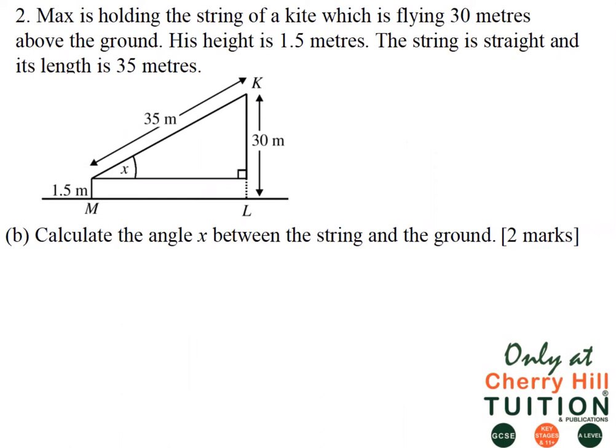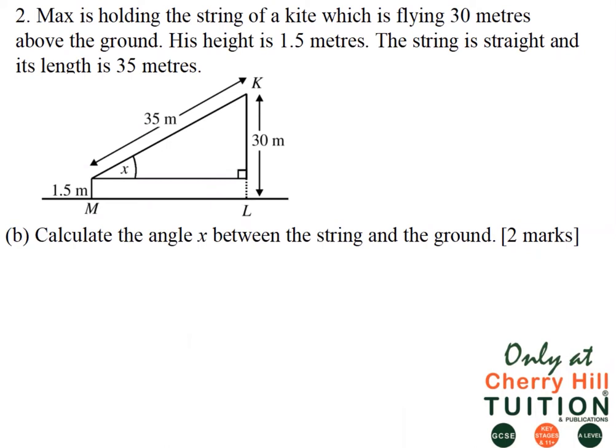Question 2b. Max is holding the string of a kite which is flying 30 meters above the ground. His height is 1.5 meters, the string is straight and its length is 35 meters. Calculate the angle x between the string and the ground.